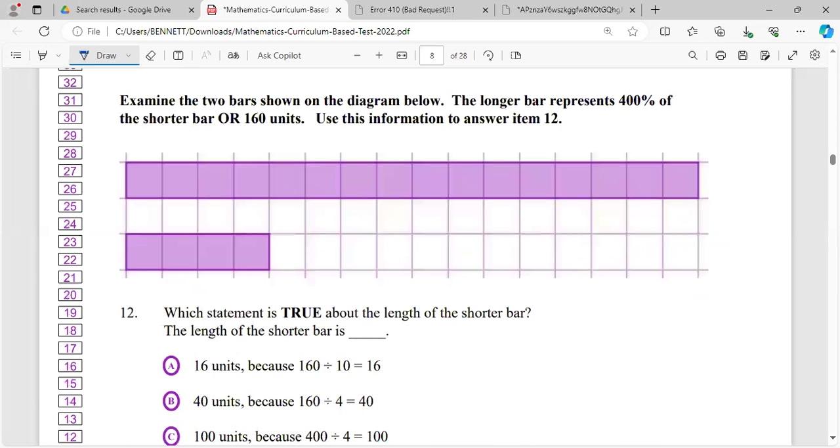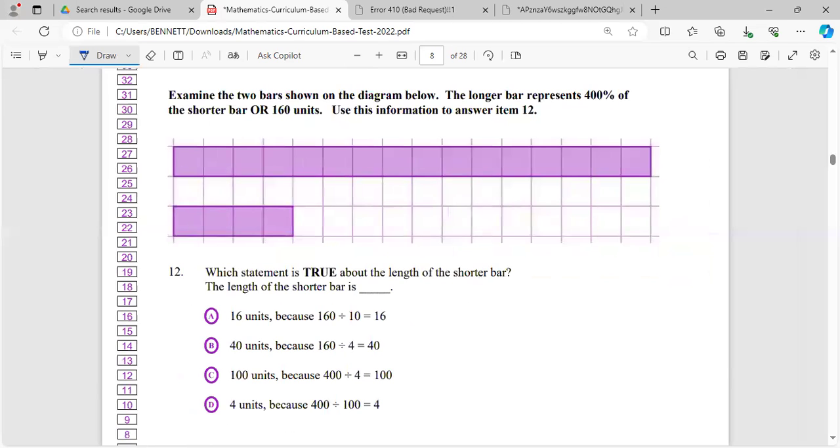All right. Examine the two bars shown in the diagram below. The longer bar represents 400% of the shorter bar, or 160 units. Use this information to answer item 12. It says, which statement is true about the length of the shorter bar? So you will have to read it, guys. Let me just zoom in a bit so you can read everything. Figure it out and tell me. Share with me.